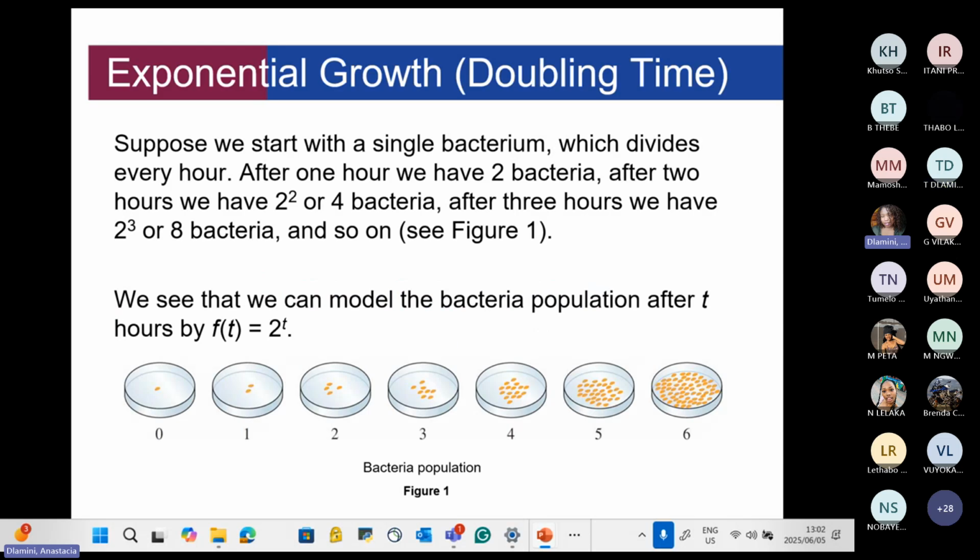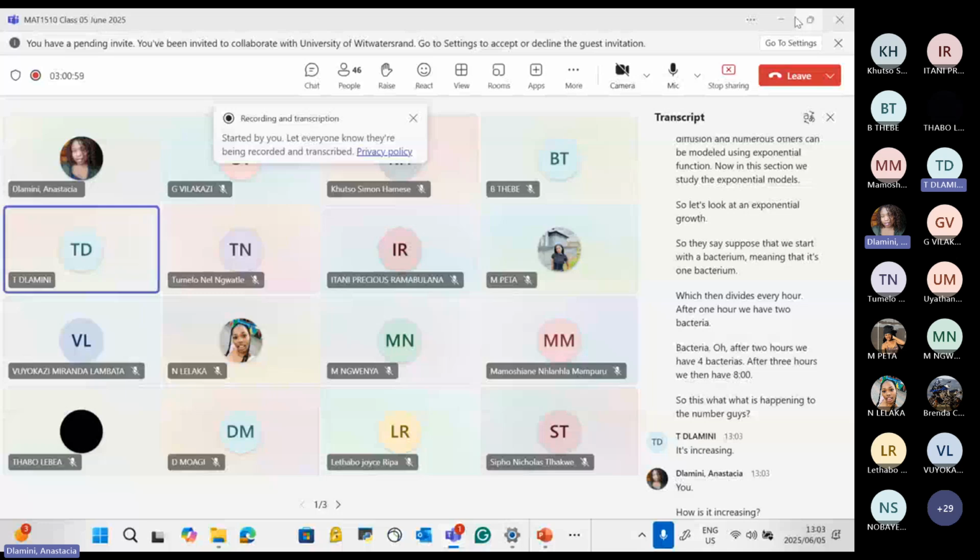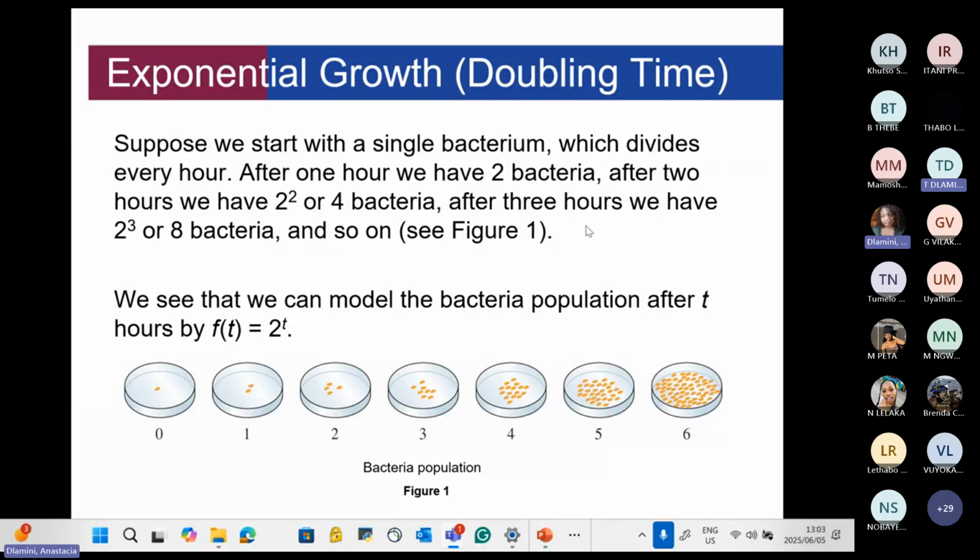They say, suppose that we start with a bacterium, meaning that it's one bacterium, which then divides every hour. After 1 hour, we have two bacteria. After 2 hours, we have 4 bacteria. After 3 hours, we then have 8. So what is happening to the number, guys? It's increasing. How is it increasing? It's doubling. Therefore, it means that we are looking at the exponential growth, that is doubling time.